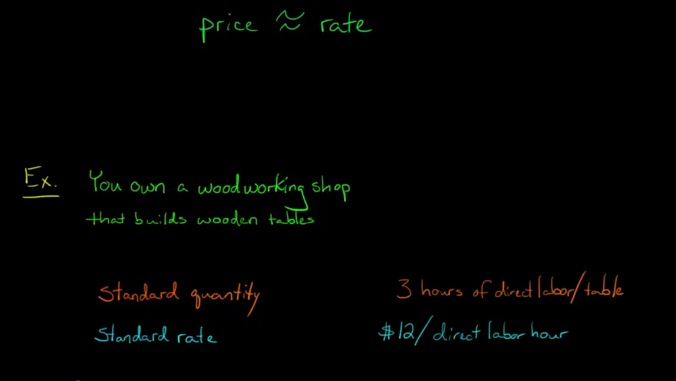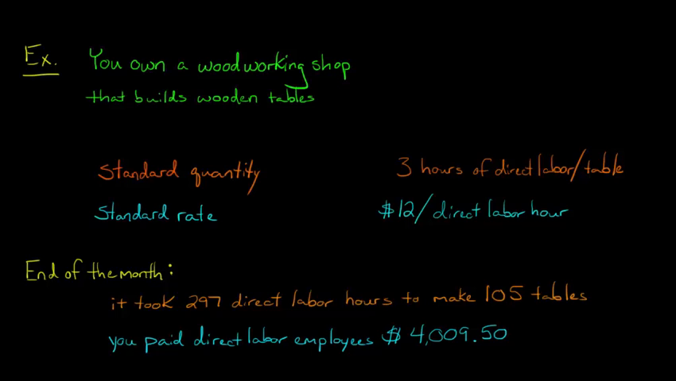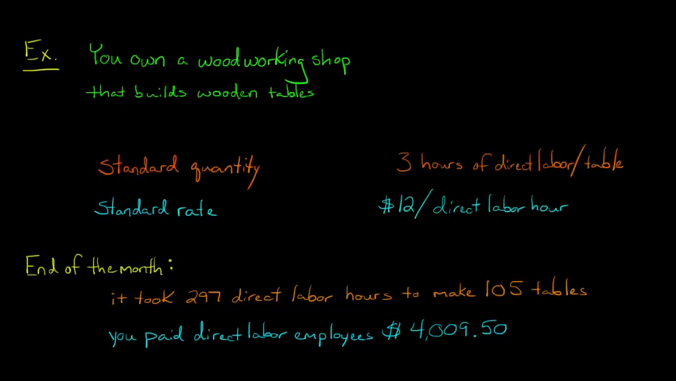So now we also need to know a rate. What is the standard that we expect to pay our direct labor employees? Let's say it's $12 an hour. So $12 an hour, that's our standard rate. Now we can go and look at our actual results for the month, for the period, and start comparing the actuals to the standards. That's all we're doing. It's just variance analysis in a different form.